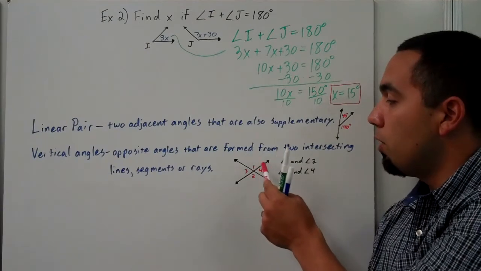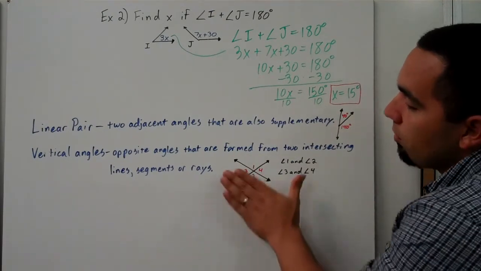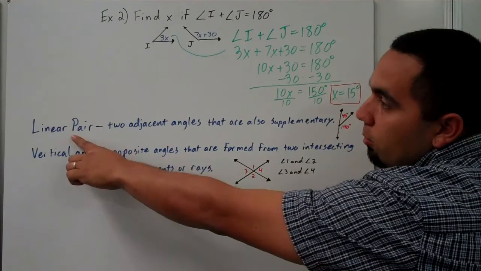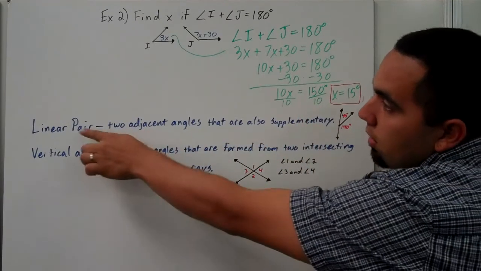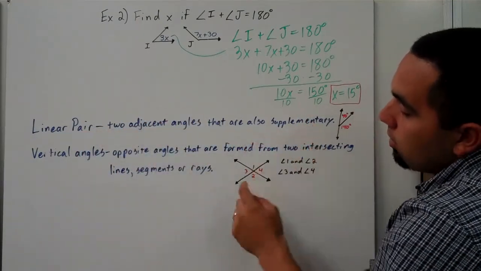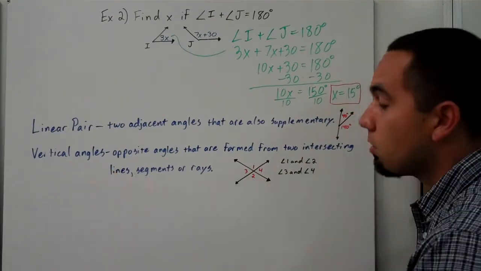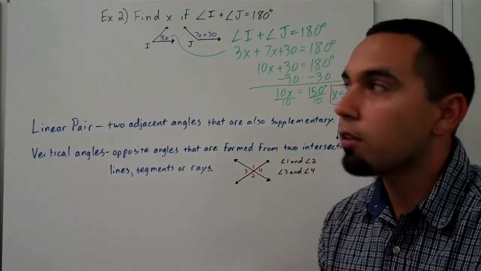But not angles 1 and 4. 1 and 4 are actually, if you think about it, if we cover up this piece, we get the other definition, right? We get a linear pair. Same with angles 3 and 2. We get a linear pair. But when we talk about opposite angles, we have vertical angles. Okay, so angles 1 and 2, 3 and 4. Those are my vertical angles.